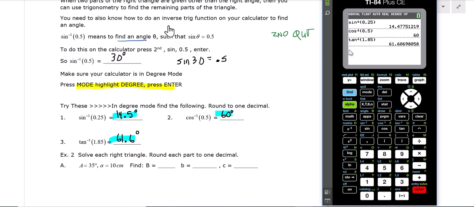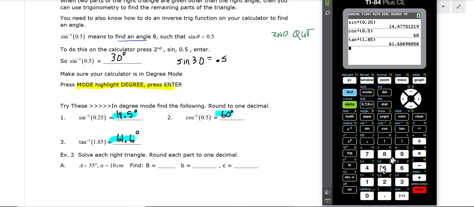Okay, I'm back. So this is what you should have got. You can see how I typed these in the calculator. Again, make sure you're in degree mode. So inverse sine of 0.25, I rounded that to 14.5. Inverse cosine of 0.5 turned out to be 60 degrees. These are all degrees, too. If you didn't put the degree symbol, be sure you do that. Then inverse tangent was 61.6.